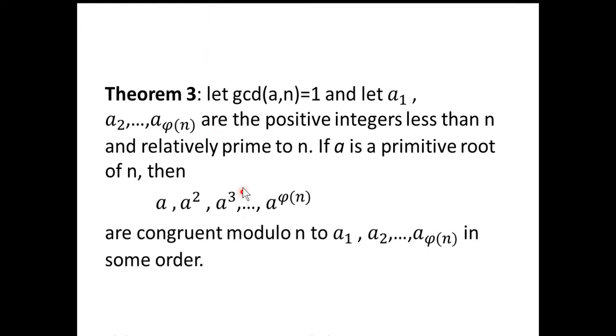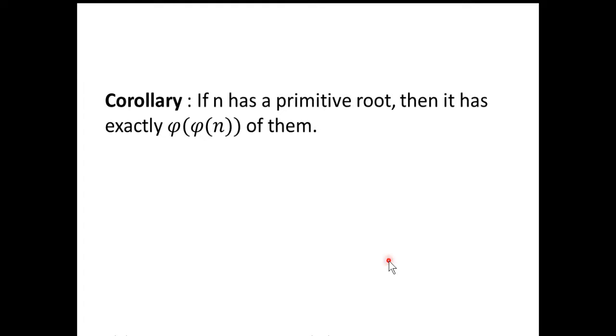So this is result 3, and it says that a and n are relatively prime, and a1, a2, up to a phi n are the positive integers less than n and relatively prime to n. And if a is a primitive root of n, then a, a square, a cube, up to a to the power phi n are congruent mod n to a1, a2, up to a phi n in some order. So this is another important result. This is the corollary to that result.